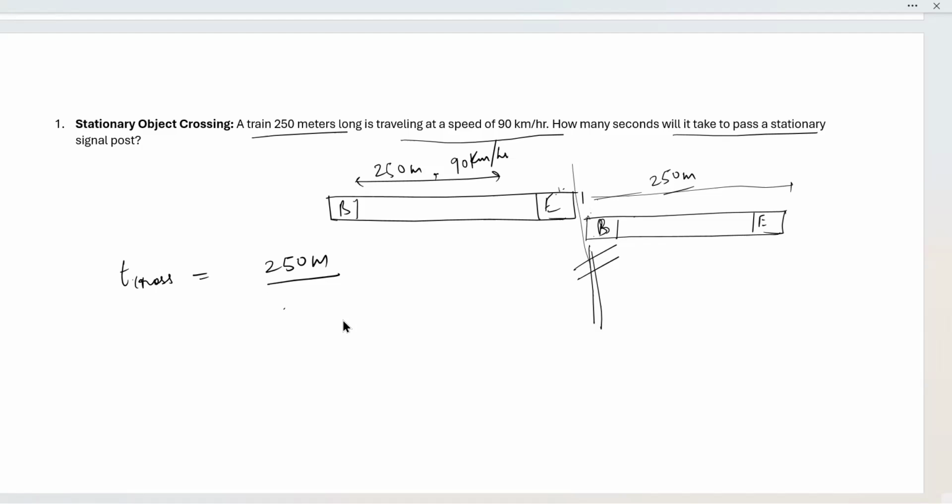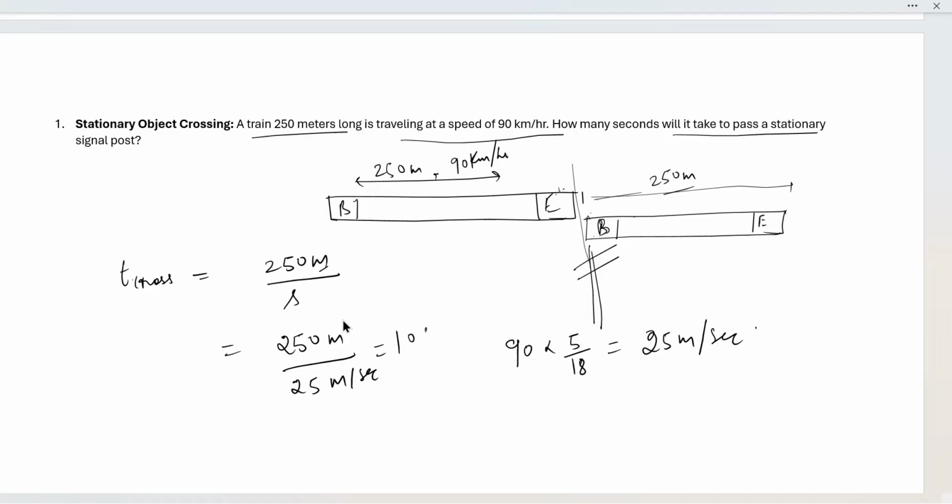The speed of the train is, let's say, s, which is 90 kilometers per hour. Since the length is in meters, I want the speed in meters per second. To convert kilometers per hour into meters per second, we multiply by 5 by 18. So this comes out to be 25 meters per second. We put the value here: 250 meters by 25 meters per second, and we get 10 seconds. So in 10 seconds, the train will cross this signal post.